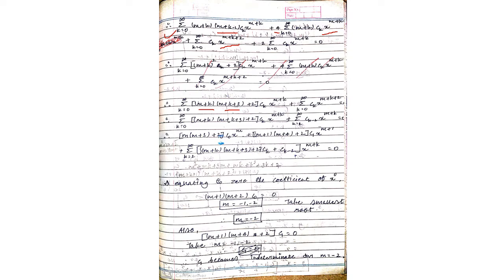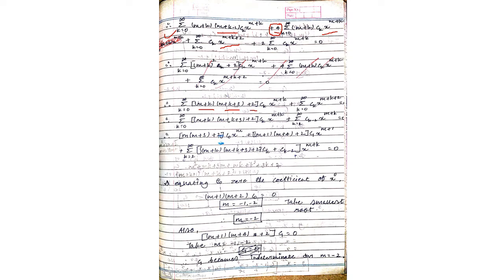Again repeating, from both the terms m plus k is common, so I have written here m plus k. Now the remaining term for the first and the second term is m plus k minus 1 and here plus 4, right? So m plus k minus 1 plus 4, that will be m plus k plus 3. And from the last term there is no m plus k, it is only given plus 2, so I have written here plus 2.